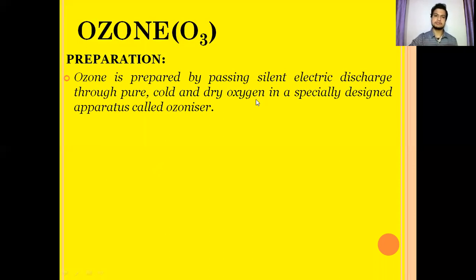So our starting material is oxygen, and we pass a silent electric discharge through it, and the apparatus which is used in the process to pass the silent electric discharge is nothing but known as an ozonizer. So this is the reaction. It's a reversible reaction, very important. 3O2 takes the silent electric discharge. When you pass silent electric discharge, it gives you O3.